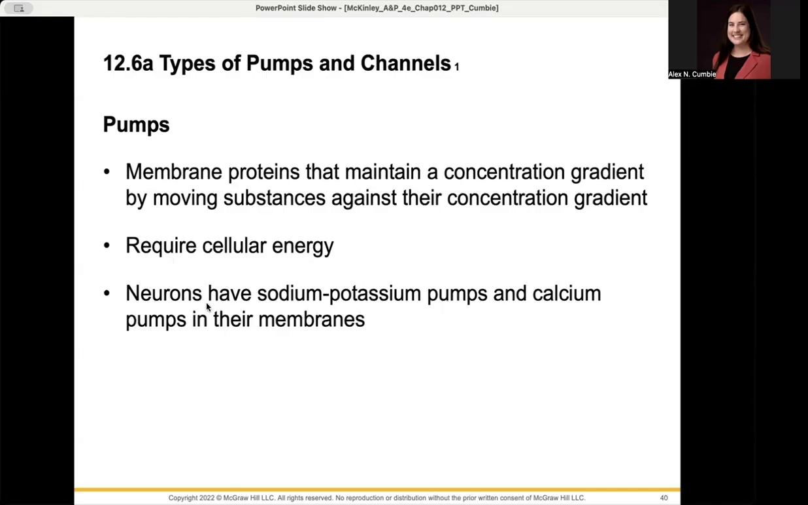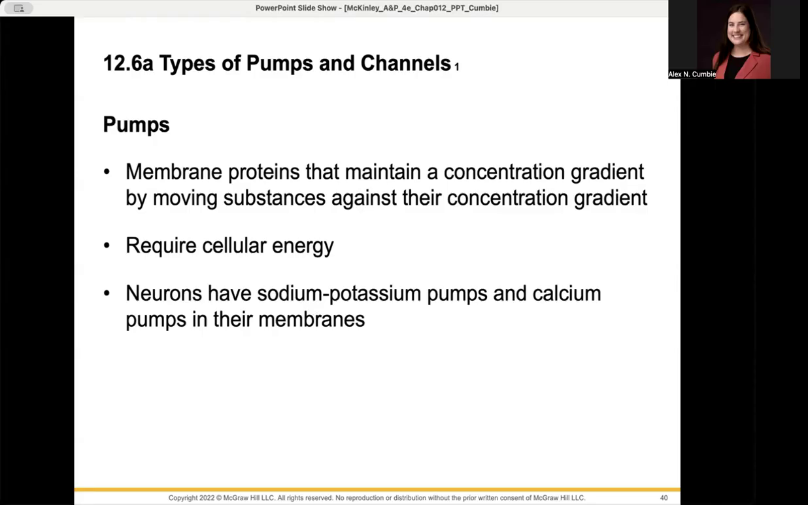It's the same for neurons, where we can pump in sodium, pump out potassium, or pump in calcium, depending on what type of action we want to do. And that's all based off of the chemical synapse, by what neurotransmitters are coming in and causing either excitatory or inhibitory actions.